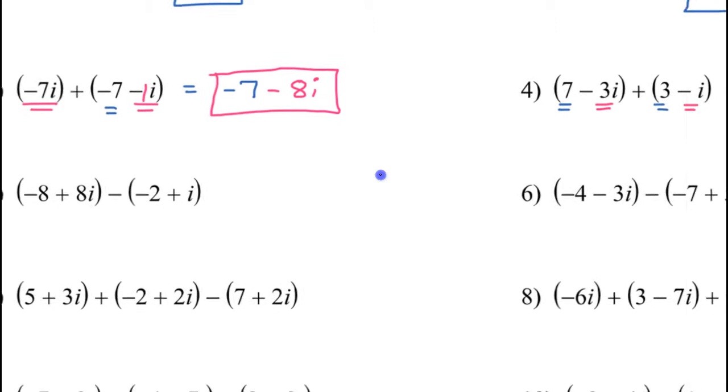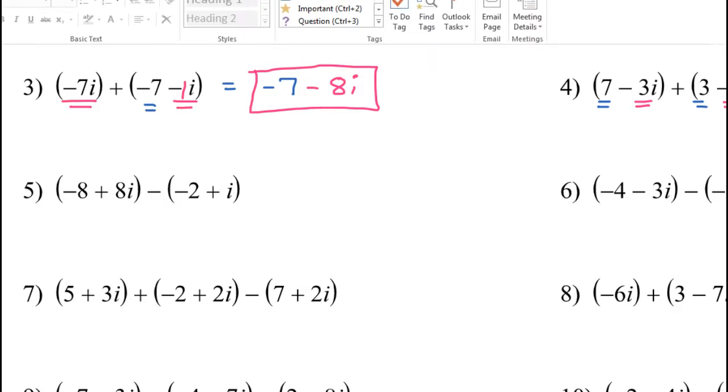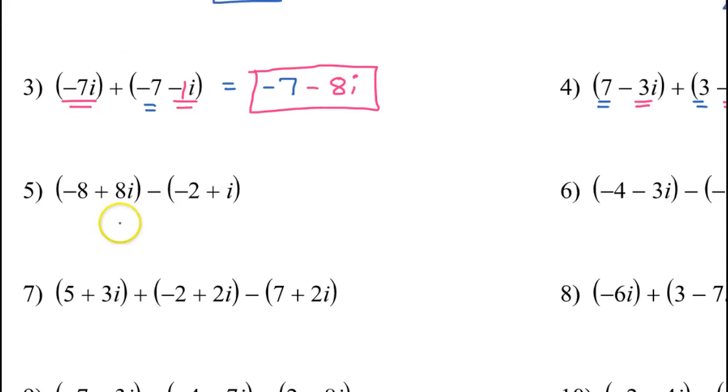Okay, so when you have subtraction, you really want to distribute this negative sign before you do anything else. Okay, so if I distribute the negative sign, I'm just going to keep my negative 8 plus 8i. But distributing this negative sign will give me positive 2 minus i. Alright, I just changed the signs. I basically multiplied everything by negative 1.